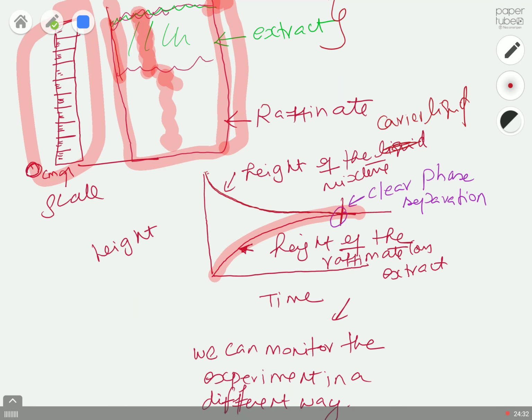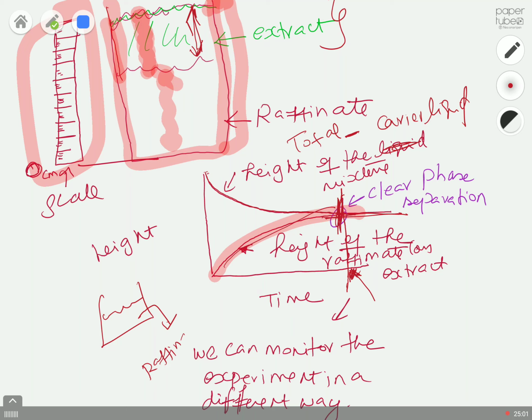minus the height of this part, which is the height of your extract. So you might see something like that. At some point they will meet each other, and then you can stop the process. That's the time you have to separate these two different phases. You can separate your raffinate, and then take out your extract using a simple separation funnel.